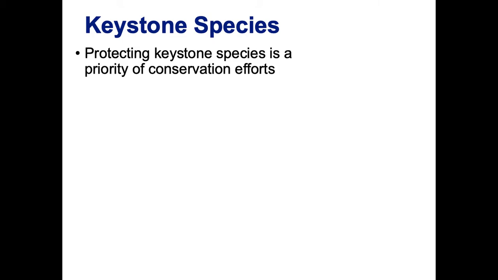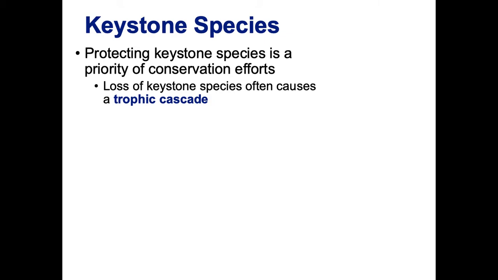So ecosystem engineers are often keystone species. So you can think of the beaver as a great example. Keystone species can be really helpful to identify for conservation because if we protect a keystone species, it can protect a large part of the ecosystem because it's so important for the ecosystem.